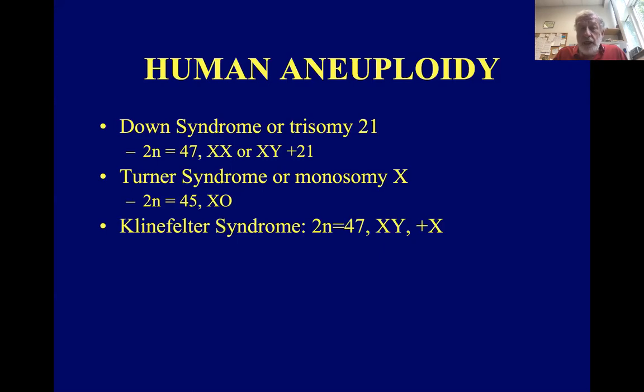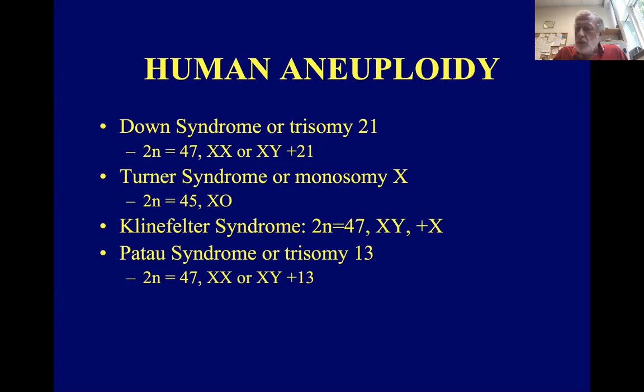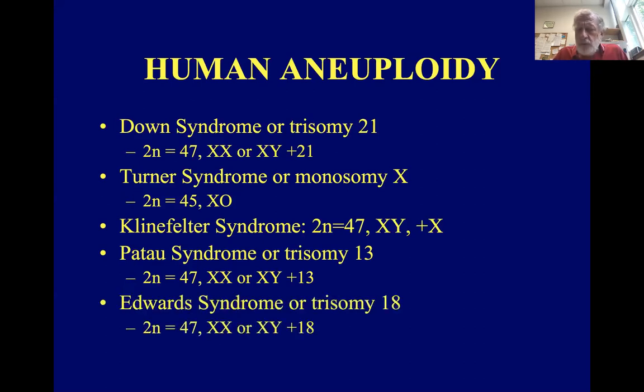Klinefelter syndrome is when males have an extra X chromosome, so they're 2n equals 47, XY plus X. So they're really XXY. Patau syndrome, quite rare, is trisomy 13. So people can be of either sex. 2n equals 46 plus 1 means an extra chromosome 13. Edwards syndrome, same thing there, is trisomy 18. So it can affect either sex.